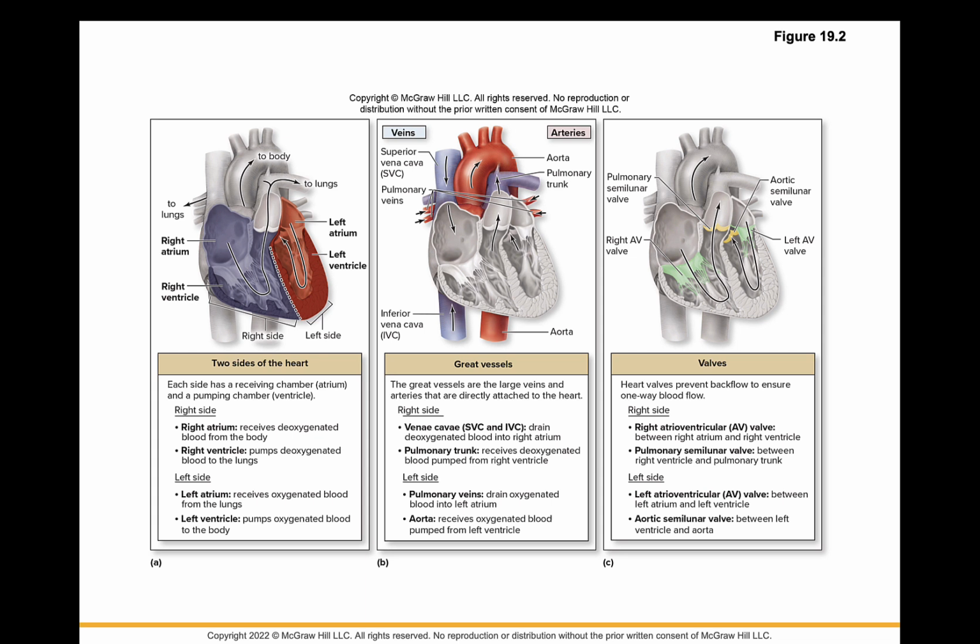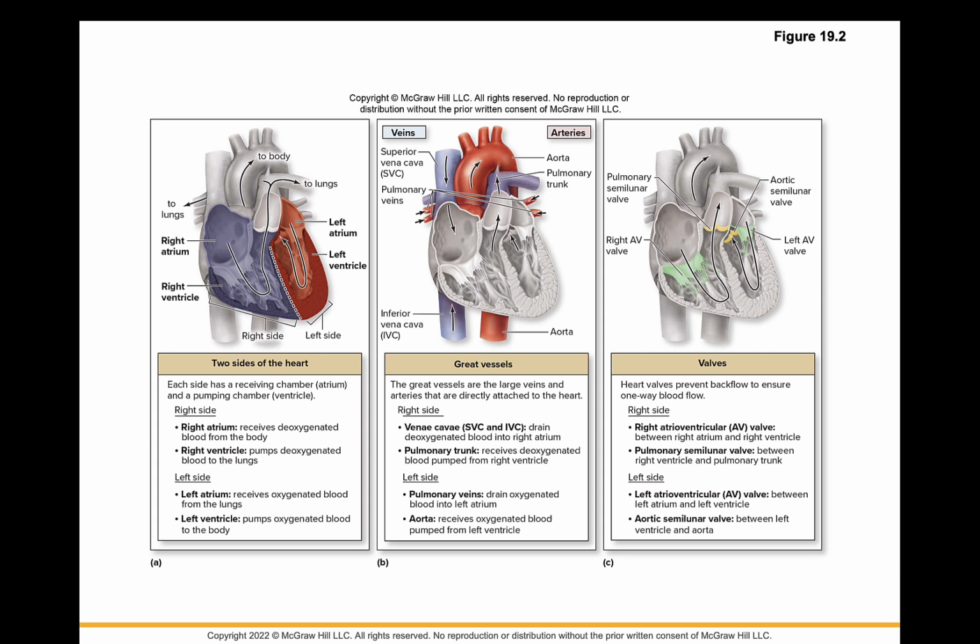The second panel here is showing us the great vessels of the heart, and we can see veins and arteries. On the right side, we see the two vena cava, superior and inferior. Remember, these are returning deoxygenated blood to the right side of the heart. If we look at the pulmonary trunk, I want to take a step here. Generally, when we look at the color coding, blue is going to indicate deoxygenated, and red is indicating oxygenated. This is important to keep in mind.